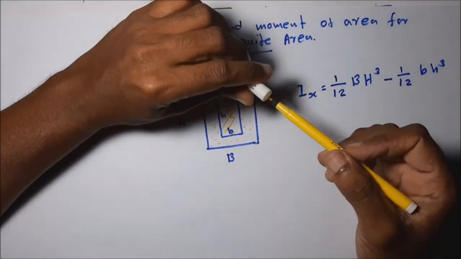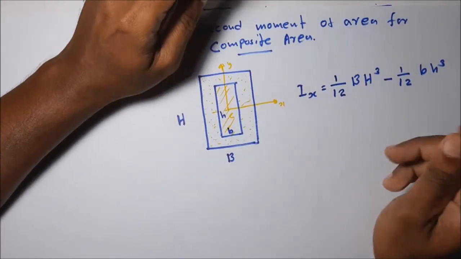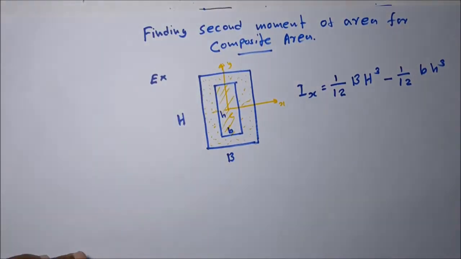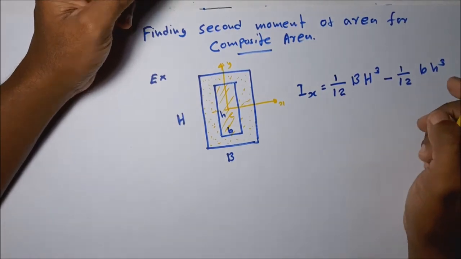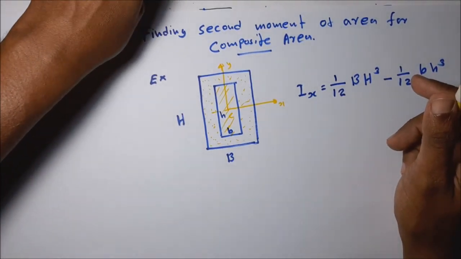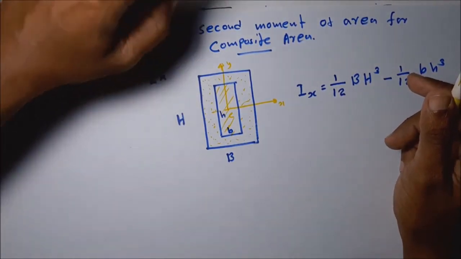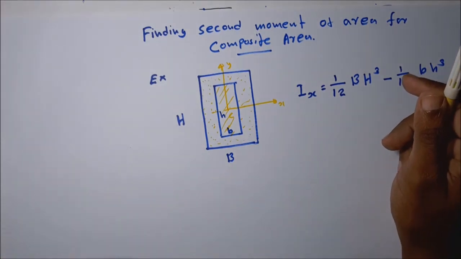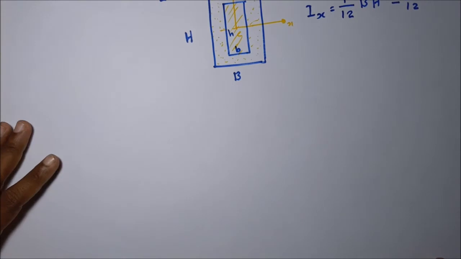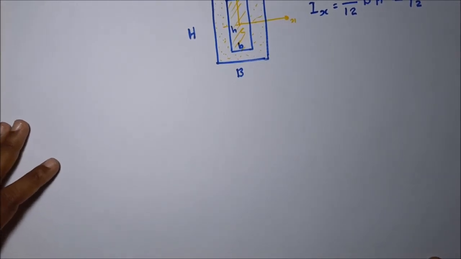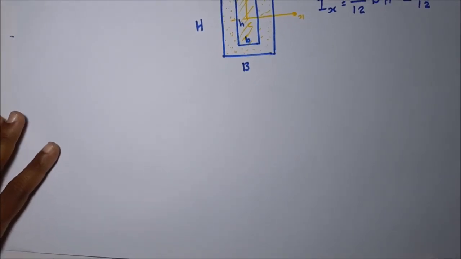This is one of the methods to calculate the second moment of area for a composite section. In the situation where these two axes are not aligned together, we have to use some other methods. One of the methods is the use of the parallel axis theorem. I will explain this parallel axis theorem first.